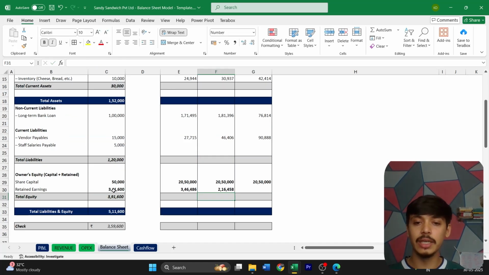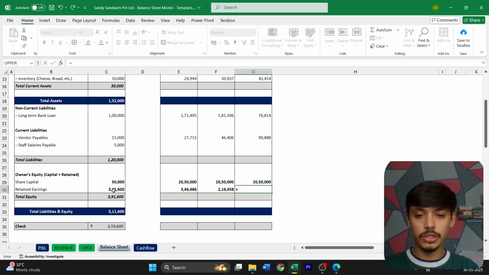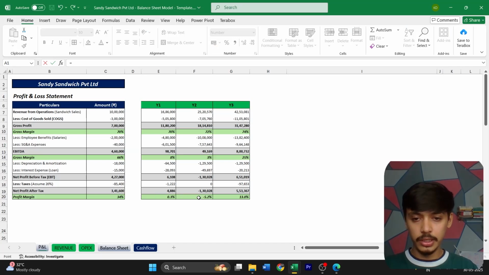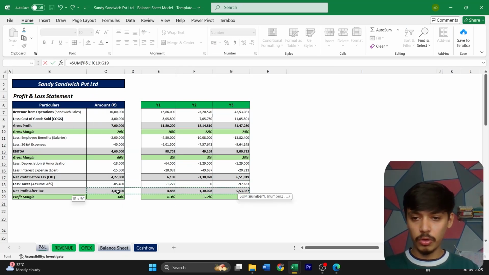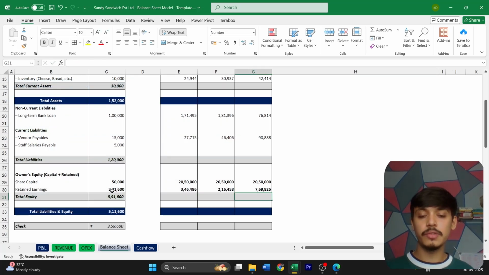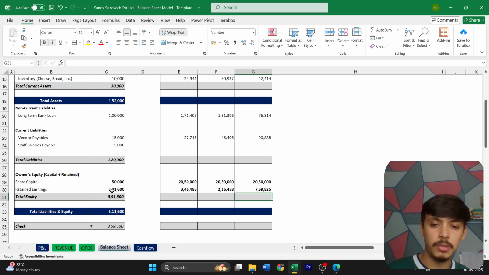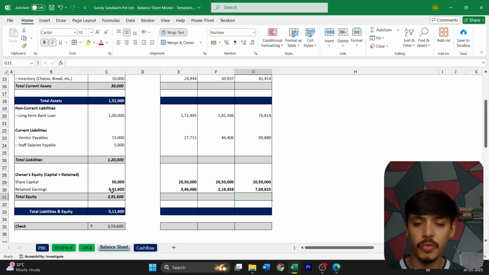So here our retained earnings decreased a bit because of the loss that we have made, and in year 3 this will be the accumulation of all the 3 years' profit, the sum of all the years, where we have 7,69,000 in our equity as our retained earnings. So that way we can see that in year 1 the equity was similar to the current year. In year 2 it dipped a bit due to the loss that we made, and in year 3 it is once again going in an upward trend as we are stabilizing in our business.